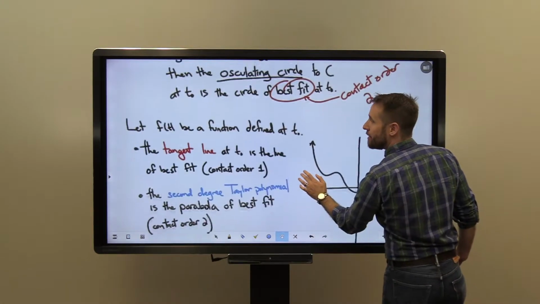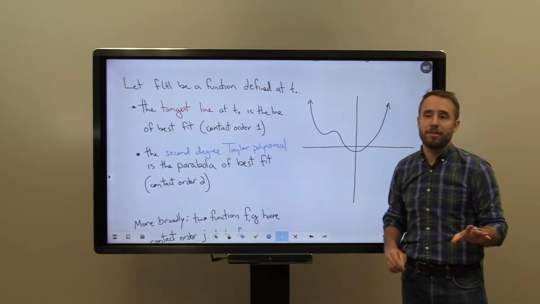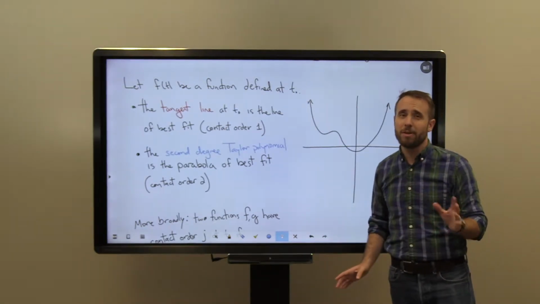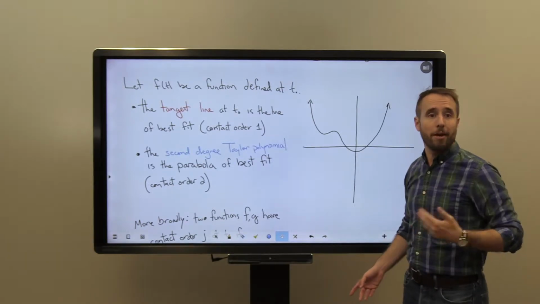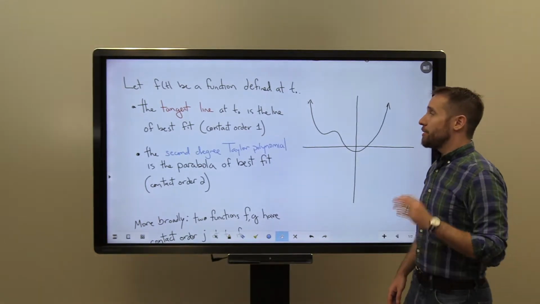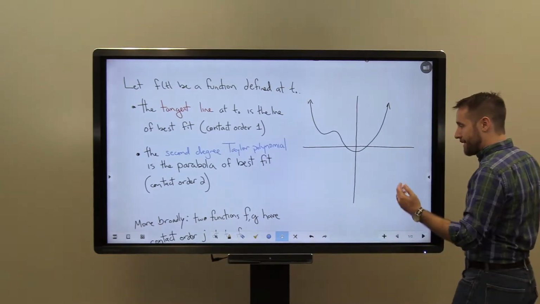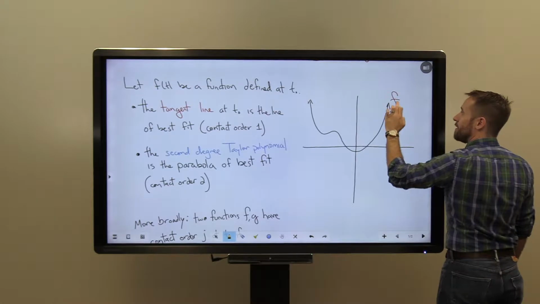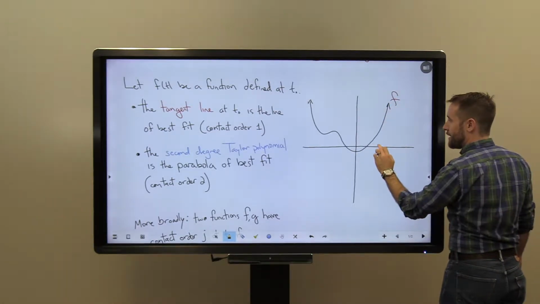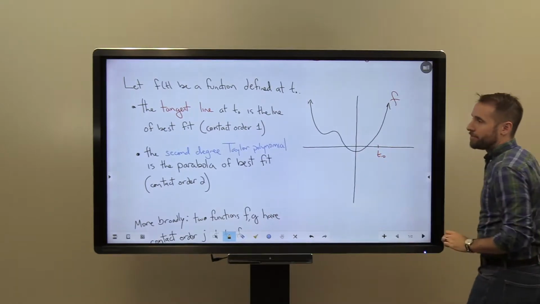Well, contact order is more classically defined in terms of functions. And even if we haven't heard this language before, this is something that we're probably at least a little familiar with from Calc 1 and Calc 2. So let's take a function, f of t. We'll make sure that it's defined at a given time t0. So here's my function f. This is going to be my time t0 right here.